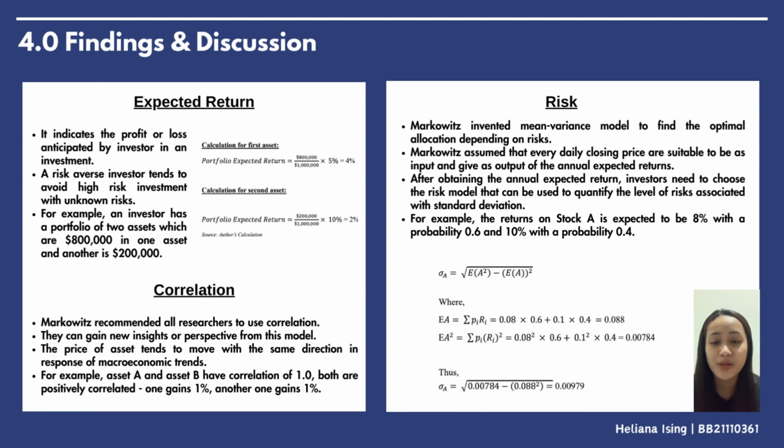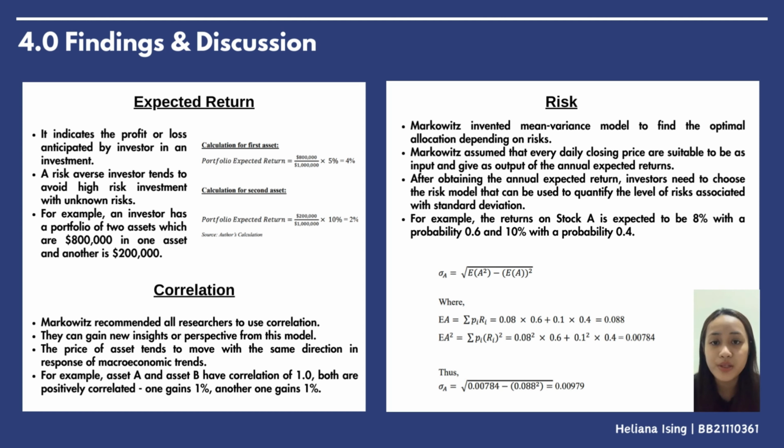The next instrument is correlation. Markowitz recommends that all researchers use this model to gain new perspectives. In this model, the price of an asset tends to move in the same direction with trends. For instance, asset A and asset B have 1.0 correlation, which means that both are positively correlated. One gains 1% and another gains 1%.